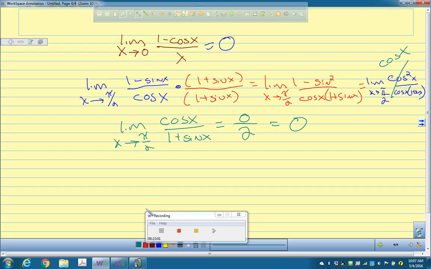So that's kind of a cool one. Would I give you something like that on a test? I don't think so. But it's kind of a good thing to know how to do, because it's always nice to not have to rely on your calculator.